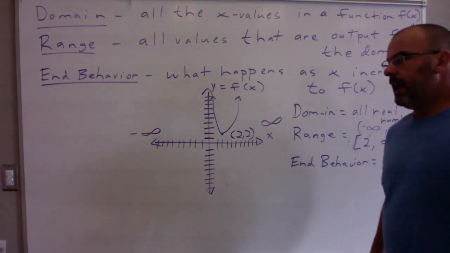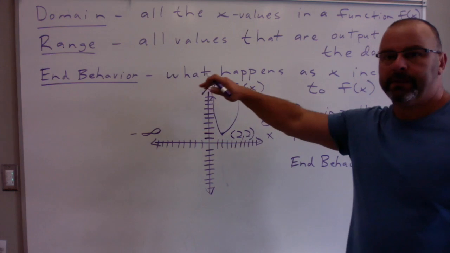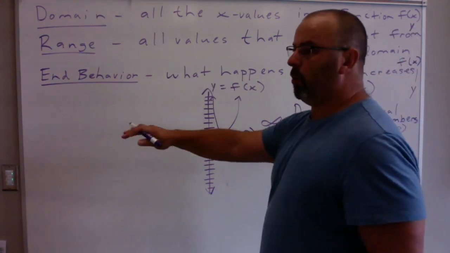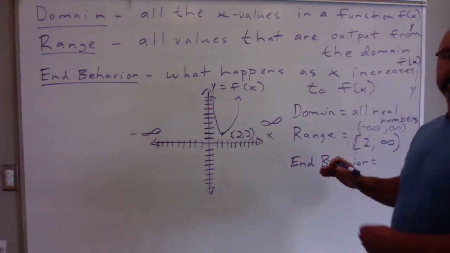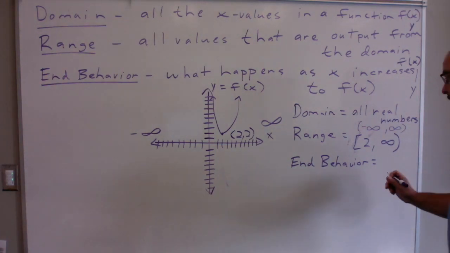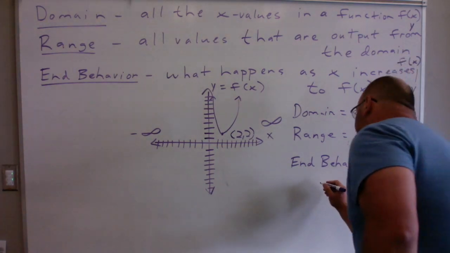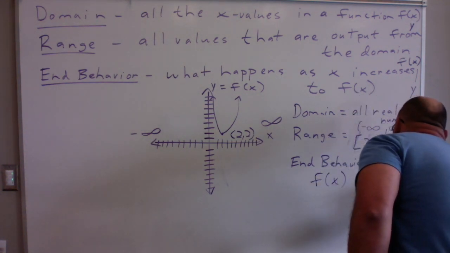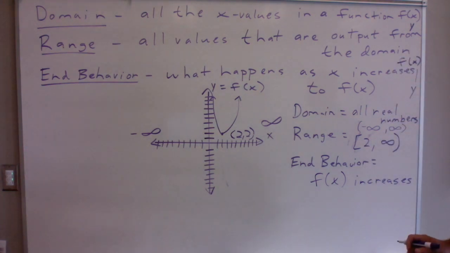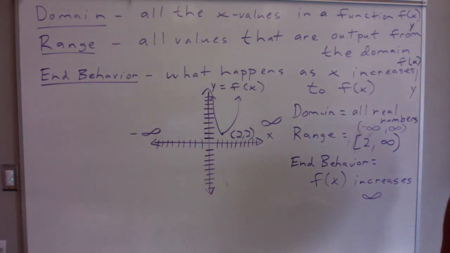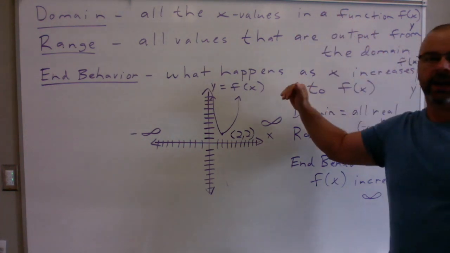Finally, what's the end behavior? Okay, and that's what happens as x increases to the function. So as x increases or decreases, what happens to f of x? Okay, it basically goes on to positive infinity. So f of x increases, okay, and it goes on to positive infinity, okay, right? So that's what we would say for looking at a graph, the domain, the range, and the end behavior.